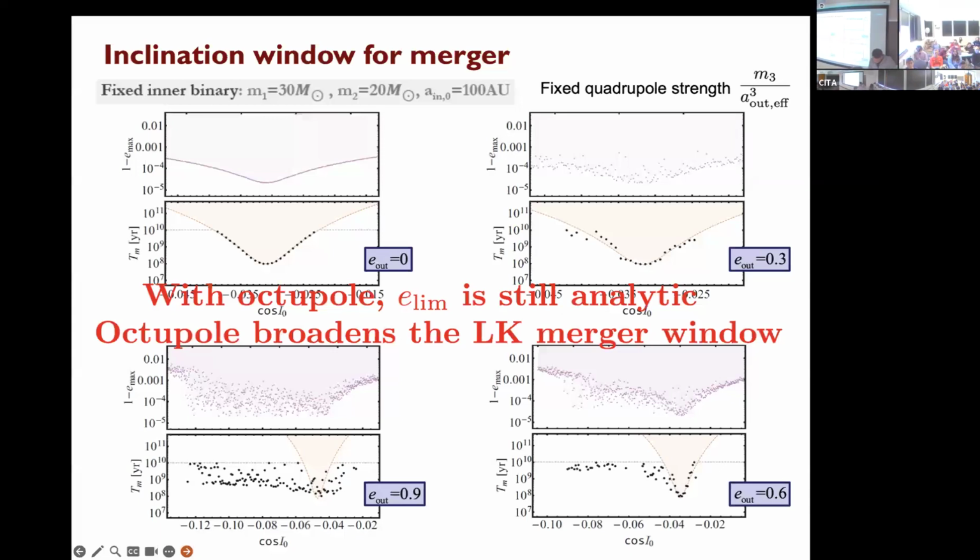I'm a bit confused by your horizontal axis. Isn't it at I equals 90 that you're always most unstable? Sorry, I didn't explain. I equals 90 is exact only if the inner orbit has negligible angular momentum compared to the outer one. In this case, the binary's orbital angular momentum is not negligible, so it's not exactly 90 degrees. The peak is slightly off. So the main takeaway is that the octupole can increase the merger window.